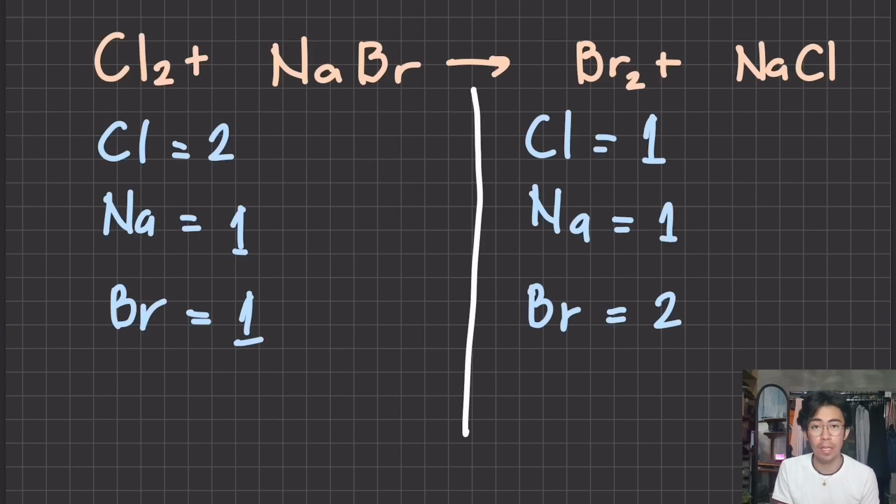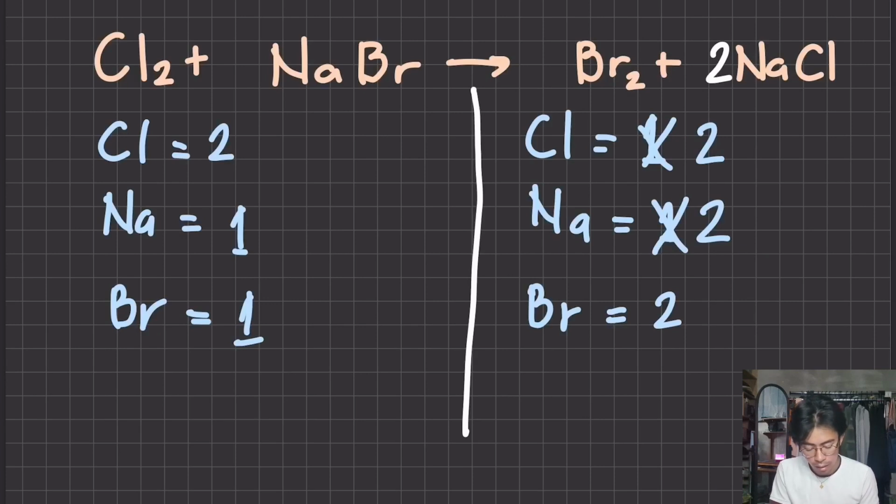Let's start manipulating the number of atoms of chlorine by adding 2 in front of NaCl. The number of chlorine now is 2, but not only the number of atoms of chlorine will be changed. This time, the number of sodium will also be equal to 2. Okay, then let's check now. Chlorine is balanced. Sodium is 1 on the reactant, 2 on the product. Bromine is 1 on the reactant and 2 on the product.